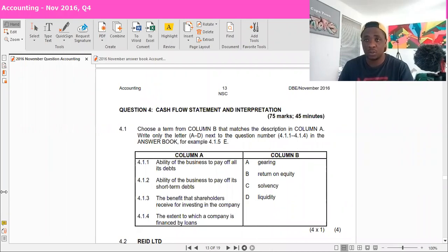Today we're going to be looking at question 4 of the November 2016 question paper. This one is based on cash flow and interpretation. So this is one of the most important sections of accounting. The question, I think, is about 75 marks, and the previous question had 60 marks.